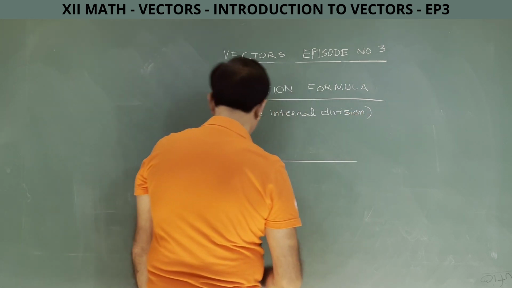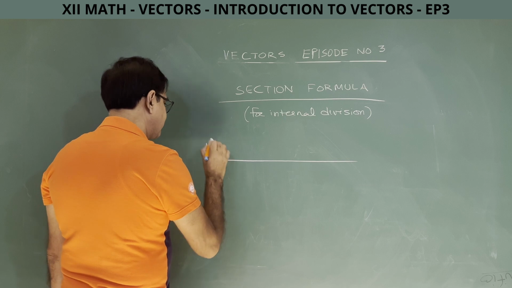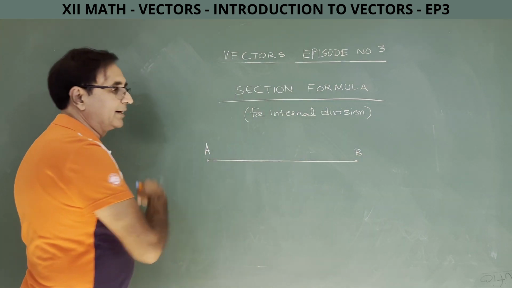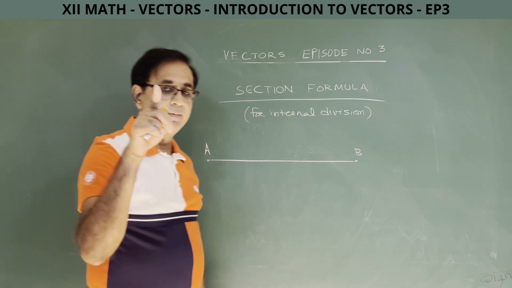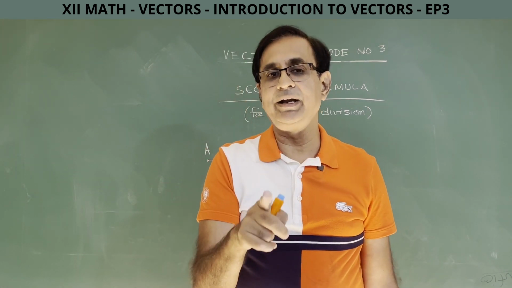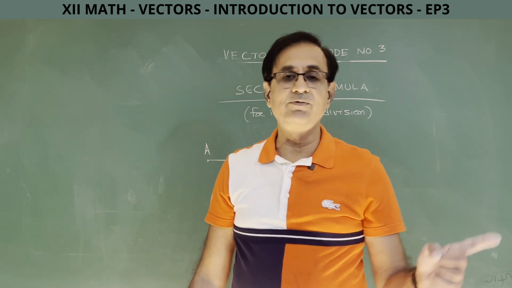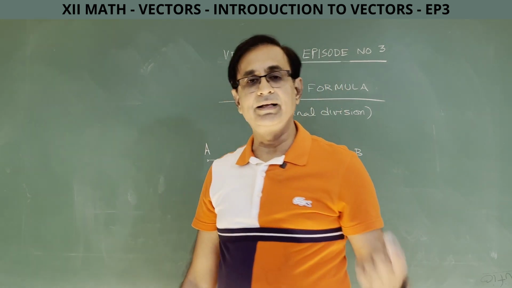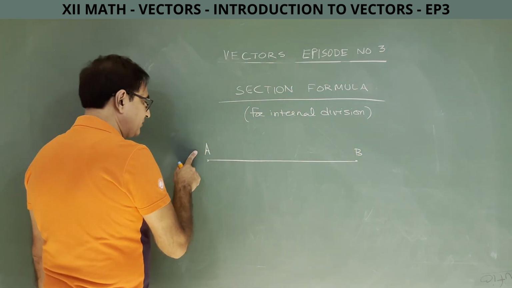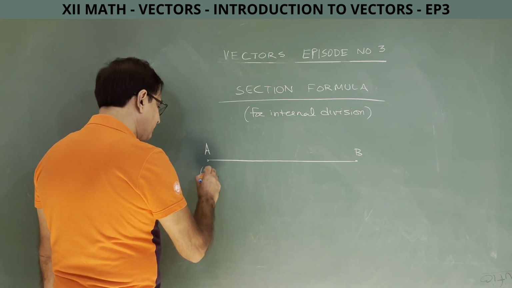You have a line segment, let us call it A, let us call it B. Now, what is the position vector of point A? Episode number 1 or 2. What is the position vector of point A? Vector OA. Those who have already watched it will know it and give the answer quickly, and those who have not watched, obviously are going to watch it now. So, the position vector of A will be vector OA, and how do we write it?